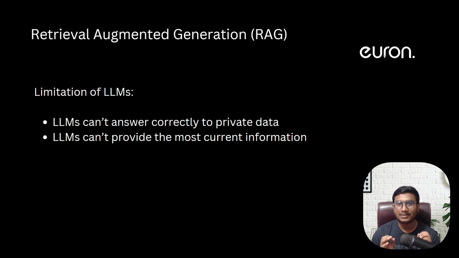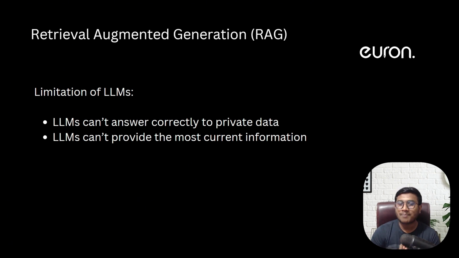Let's say you ask any question about more current information, like the current Olympics. Your model won't be able to give the answer because it hasn't been trained on the current information. So these are the limitations we have with LLMs.